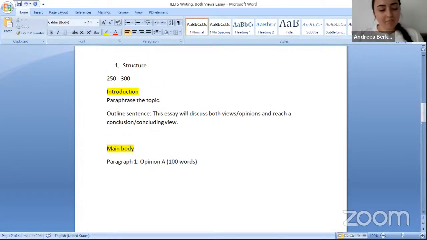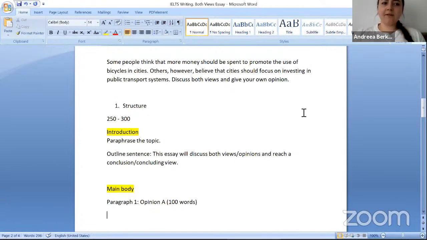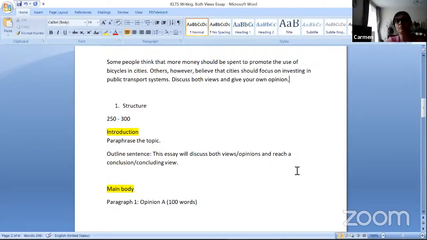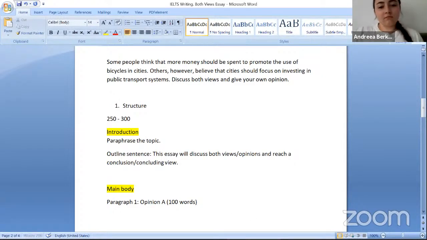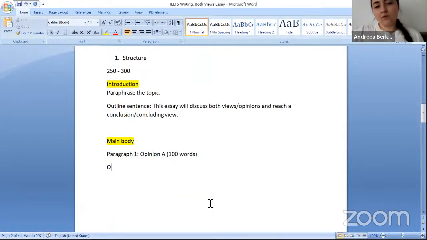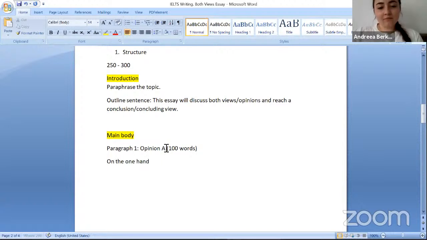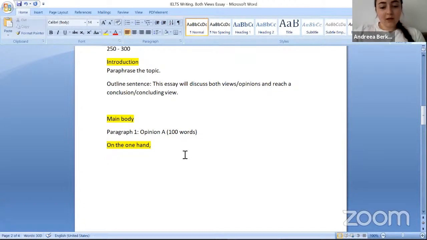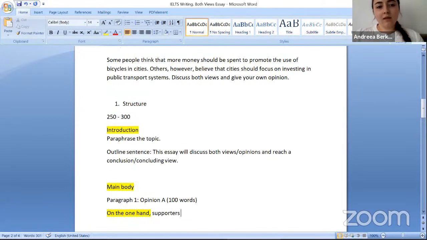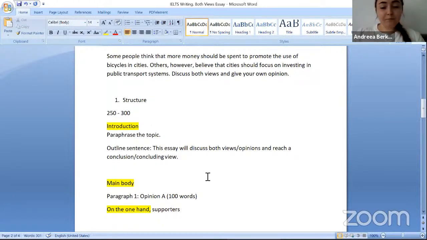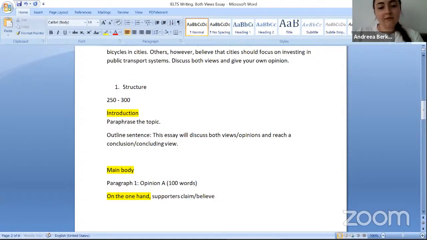So opinion A. Which is opinion A here? About the bicycles. About cycling. Bicycles. Exactly. So first, we have to start with some discourse markers, meaning some words that start talking about the first opinion: on the one hand. And here we have supporters of, I don't know, investing money in bicycle systems or tracks. Yeah, supporters claim that, believe that, think that.